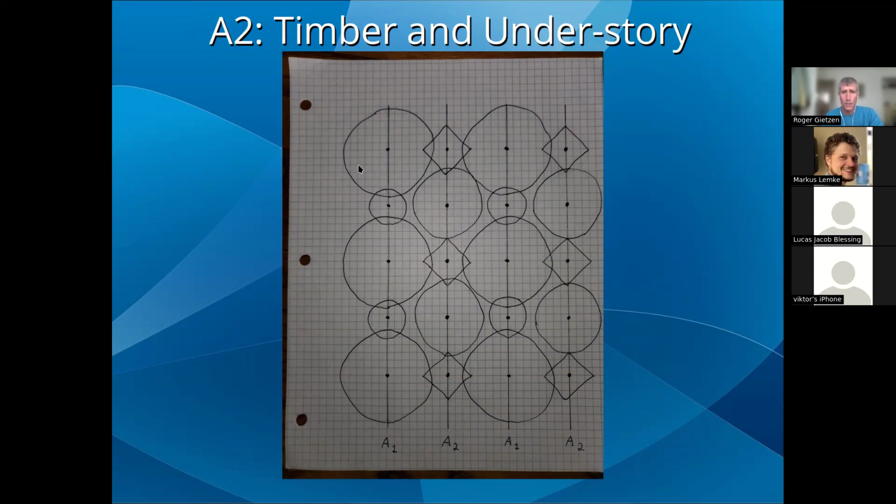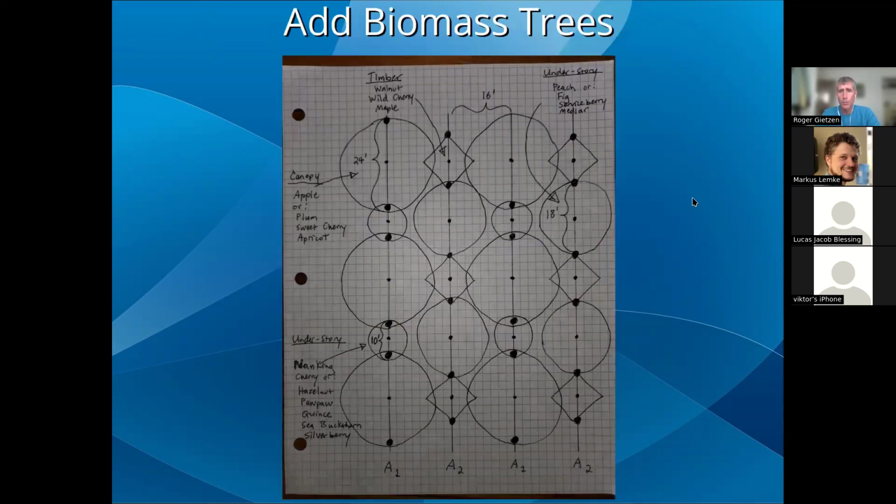So you see here this would be the sun-loving trees, the apple and the timber tree, and then these would be the shade-loving ones, the shade-tolerant ones. And as you can see, I did a pretty good job. I maybe could have made this even more open so that the shade takes up more space.